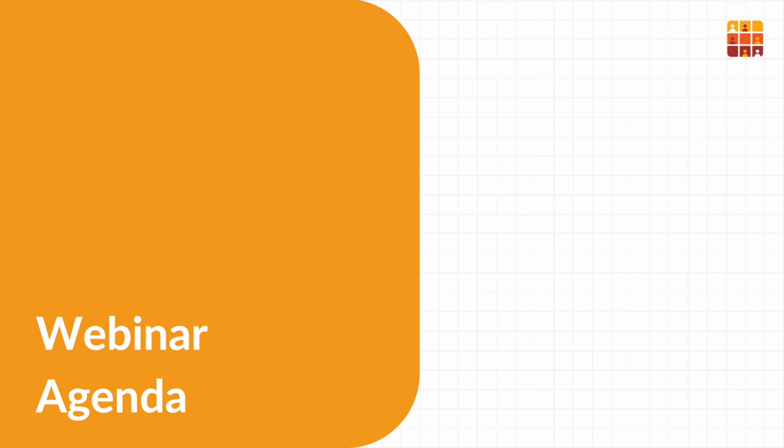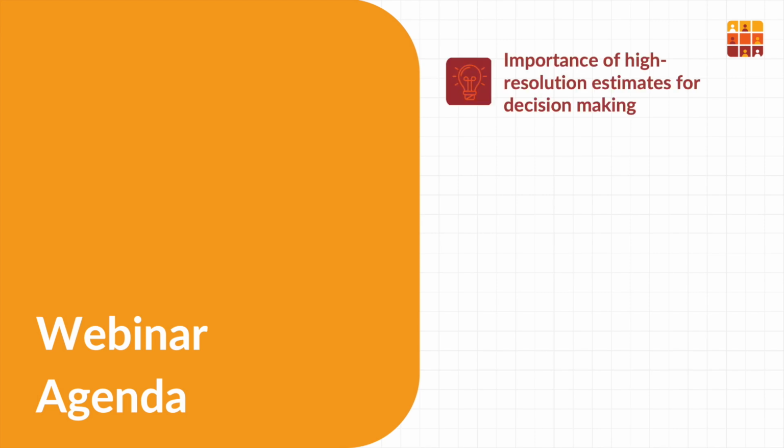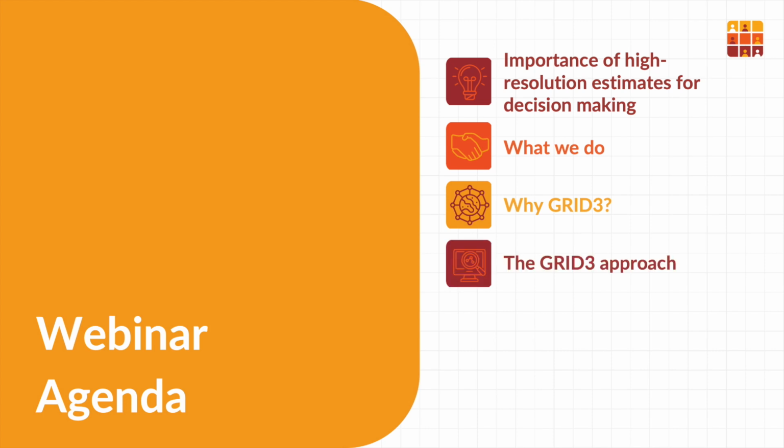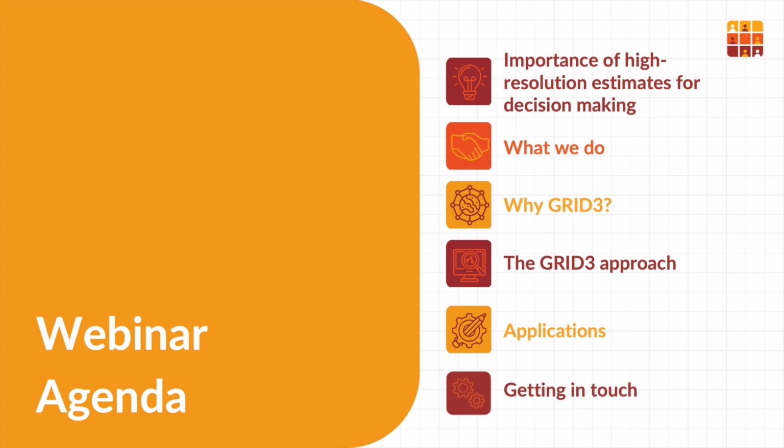In this webinar, we will be talking about the importance of high-resolution population estimates for decision-making, what GRID3 does, and why we do it. We will also discuss how we produce the gridded population estimates, covering the difference between the top-down and bottom-up modeling approaches, and we'll go into more detail on the bottom-up population approach, which is the most used population estimation method in GRID3. Finally, we will cover one application example of gridded population data and how you can get in touch with us after this webinar.